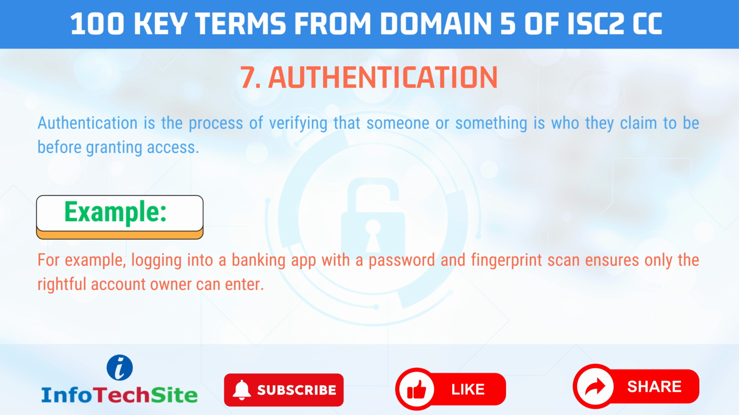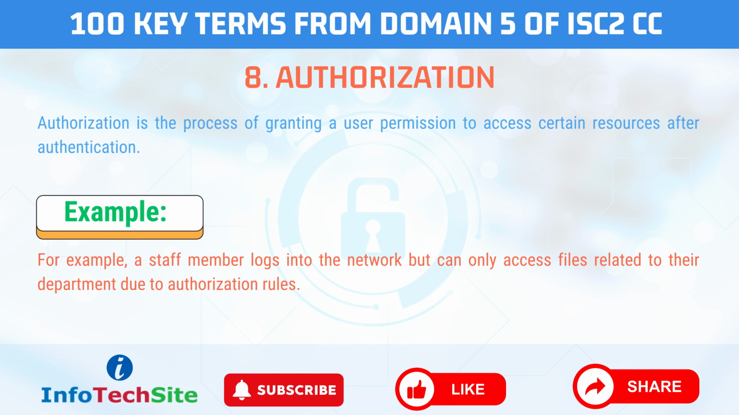7. Authentication. Authentication is the process of verifying that someone or something is who they claim to be before granting access. For example, logging into a banking app with a password and fingerprint scan ensures only the rightful account owner can enter. 8. Authorization. Authorization is the process of granting a user permission to access certain resources after authentication. For example, a staff member logs into the network but can only access files related to their department due to authorization rules.